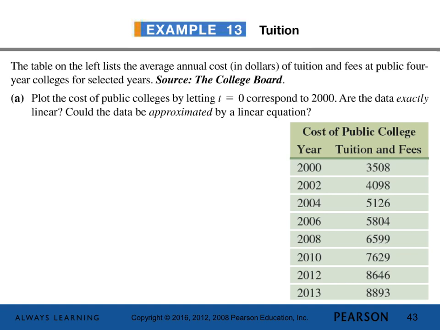So here's our last example. The table on the left lists the average annual cost in dollars of tuition and fees at a public 4-year college for the selected years. We want to plot the cost of public colleges by letting t correspond to the year 2000. And then find out, are the data exactly linear? And could they be approximated by a linear equation? So this is the set of data that we have.